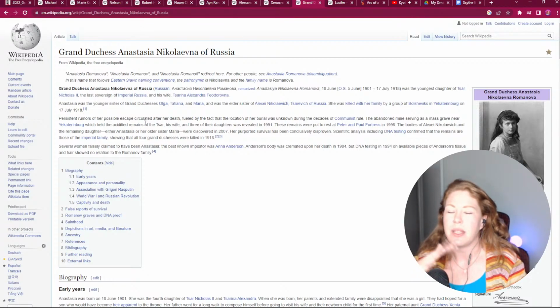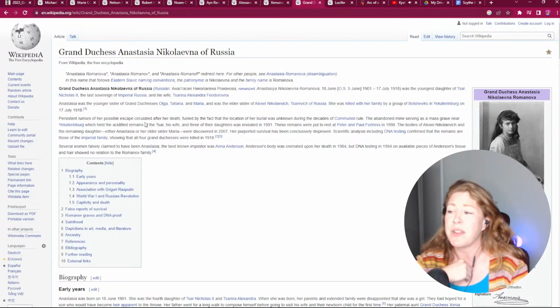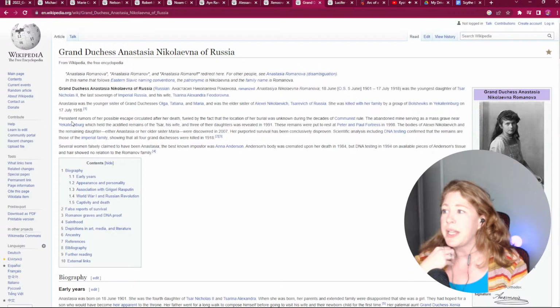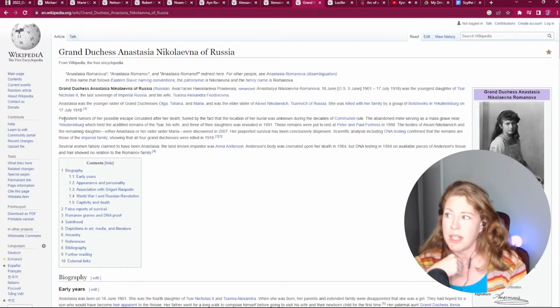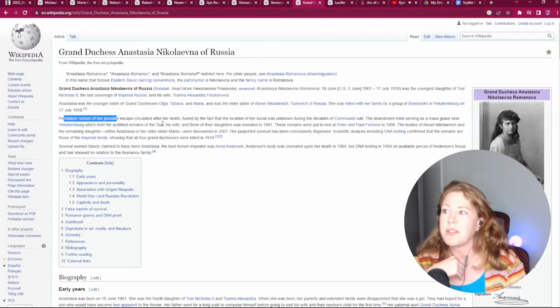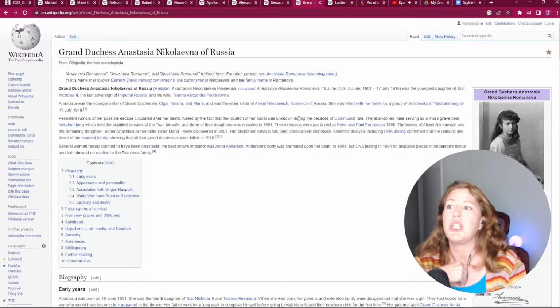So there's a whole movie. Disney made a whole movie about Anastasia, and it got me too. When I was younger, it was that movie that I loved. But they talked about how there was a possibility that Anastasia had escaped, right? Persistent rumors of her possible escape circulated after her death, fueled by the fact that the location of her burial was unknown during the decades of communist rule.